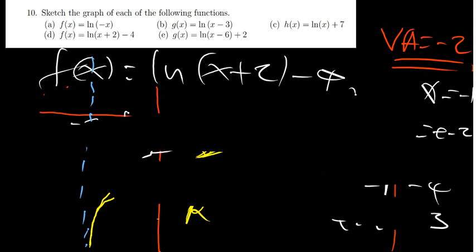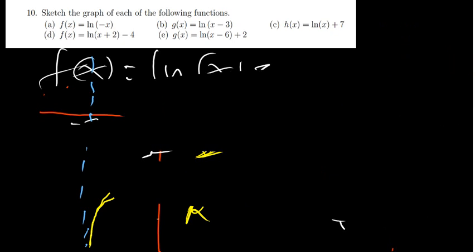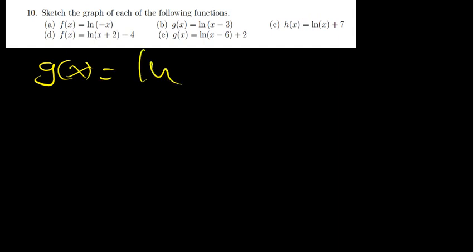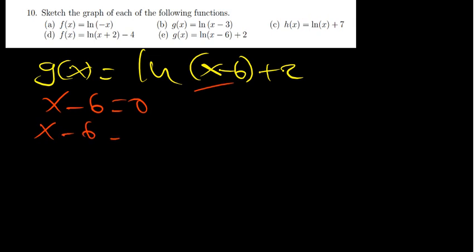Let's go to part E. We see how we can solve part E. Now part E is saying g of x is equal to ln of x minus 6, plus 2. Remember, you have to equate this into three things. I'll do x minus 6 is equal to 0, x minus 6 is equal to 1, and x minus 6 is equal to the base, which is e. Now, the one which I've equated equal to 0, that is my vertical asymptote.